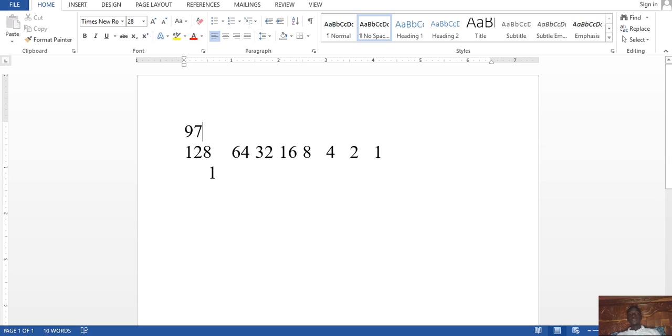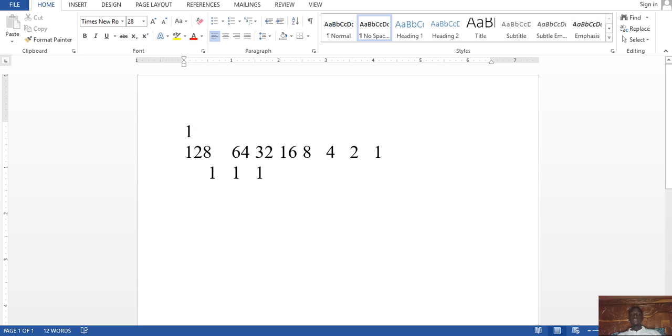Can 64 be subtracted from 97? Yes, it can be subtracted. How much is going to be left is going to be 33 instead. Alright, 33 is my number. Can 32 here be subtracted from 33? Yes, it can be subtracted. So if I subtract this 32, that is this number here, from this 33, I'll be left with just 1.